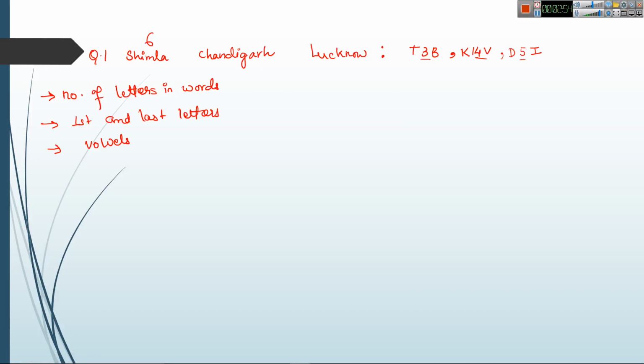In Shimla we have 6 letters, in Chandigarh we have 10 letters and in Lucknow we have 7 letters. When we see the codes, we have here 3, 14 and 5. 6 is a multiple of 3, 10 is a multiple of 5 and 14 here is a multiple of 7. So here we can see that 3 is half of 6. So if the word has even number of letters, then we will have to divide the number by 2. And if the word has odd number of letters, we will have to multiply it by 2. So we have cracked the numbers given in the code.